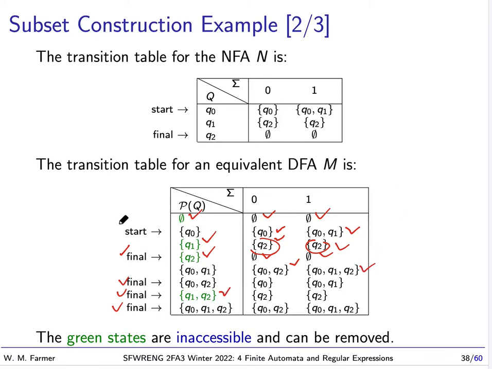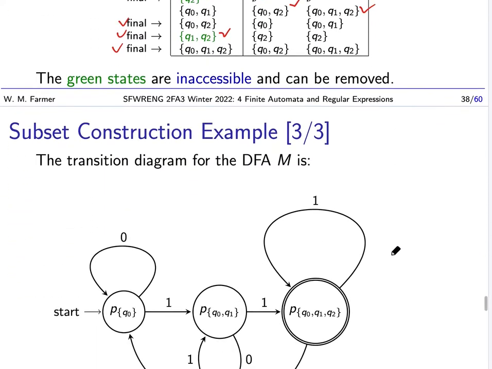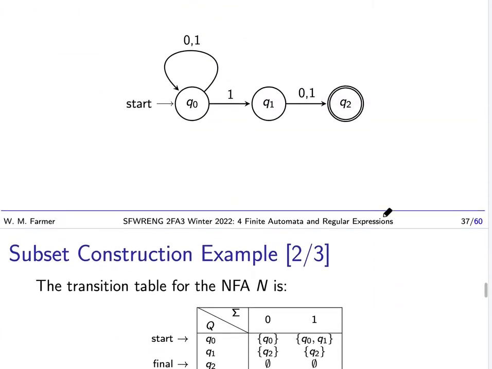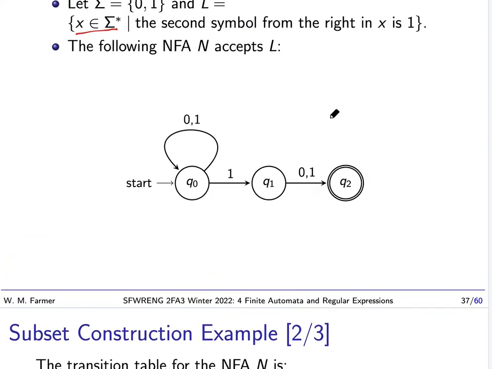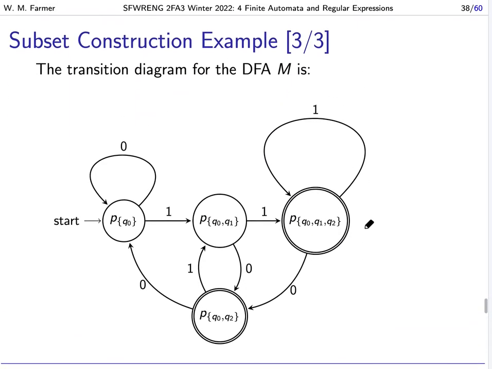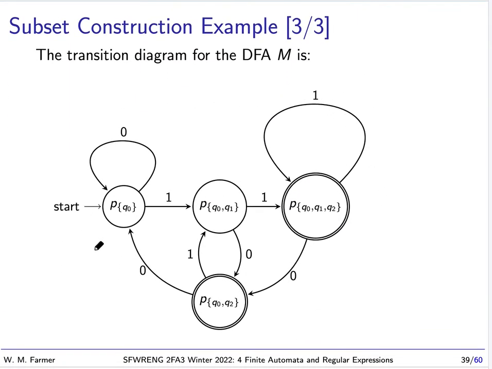Okay, so this is the transition table, and if we use that table to construct a transition diagram, we get this deterministic finite automaton. And notice it seems a lot more complicated. So this DFA seems a lot more complicated than this NFA. In fact, this NFA is very straightforward. It's easy to understand what it's accepting. It takes more observation to figure out what this is accepting.